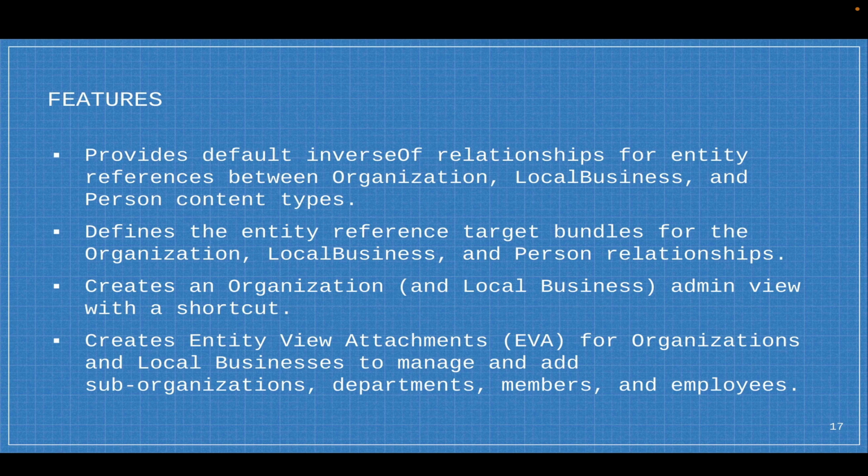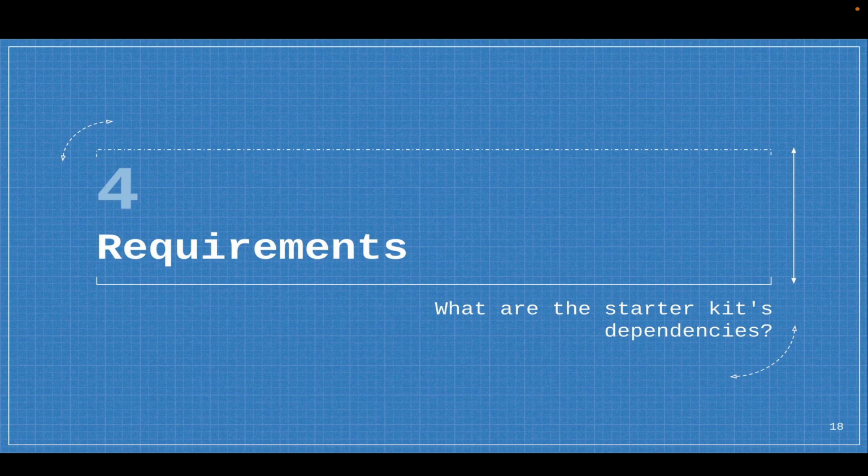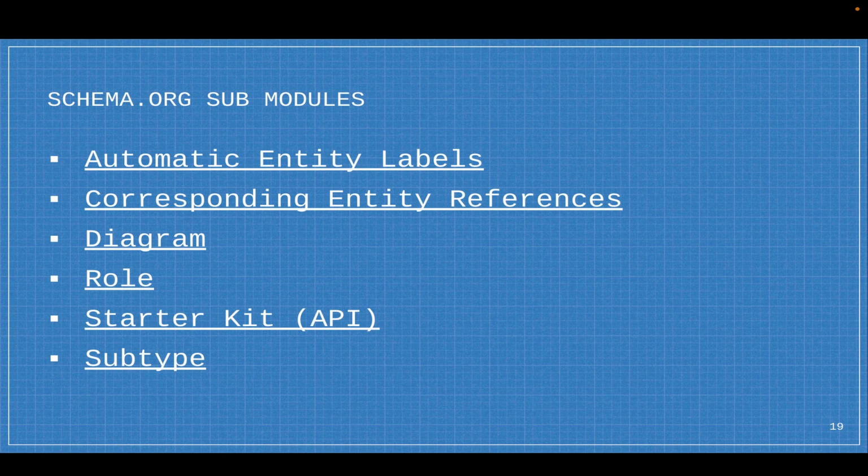And lastly, to try to improve the UX, it's working with entity views attachments to help make it easy to manage and add sub-organizations, departments, and members to an organization and local business. So there are some requirements. I'm really just trying to illustrate that these starter kits are built on different sub-modules and contrib modules. These are sub-modules that integrate contrib modules.